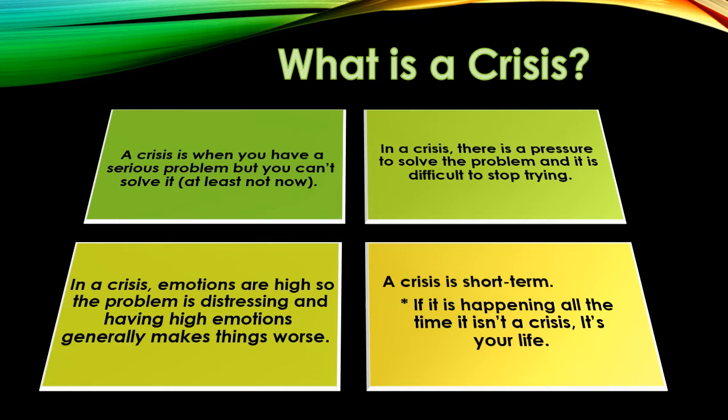What is a crisis? A crisis is when you have a serious problem, but you can't solve it, at least not now. In a crisis, there is pressure to solve the problem, and it is difficult to stop trying. In a crisis, emotions are high, so the problem is distressing, and having high emotions generally makes things worse. A crisis is short-term. If it is happening all the time, it isn't a crisis. It's your life.